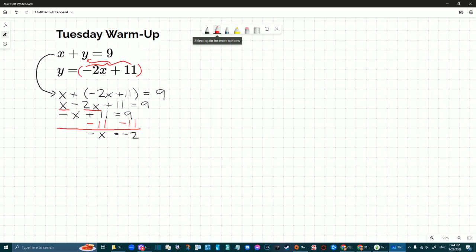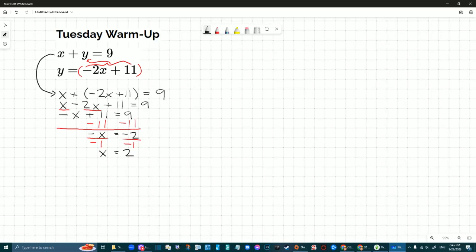To undo that negative sign, I can either multiply or divide both sides by negative 1. Dividing by 1 will give us the thing back, so negative x divided by 1 is negative x. But if I divide or multiply by negative 1, the negatives will cancel and I'll just be left with x. I need to do that to the other side. On the left, we're left with x. On the right, we're left with 2.